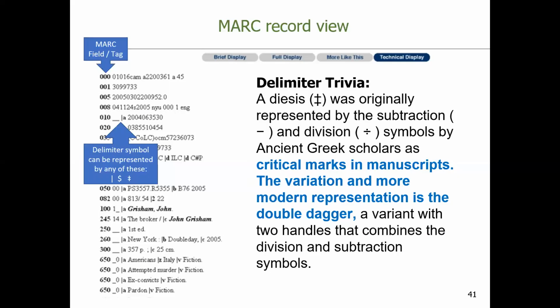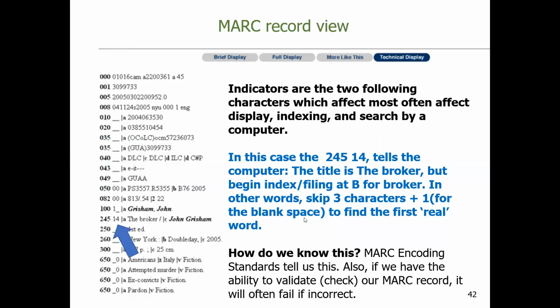So the variation, the more modern representation that we use, is called a double dagger, that combines the division and subtraction symbols. So there's some trivia you can share with everybody.